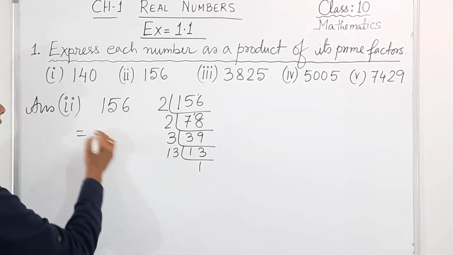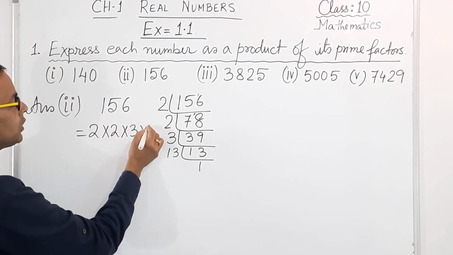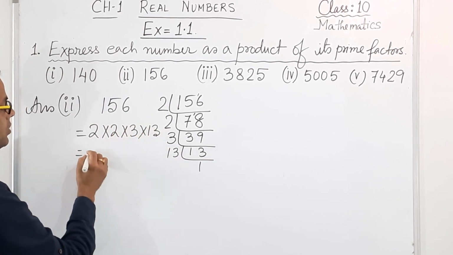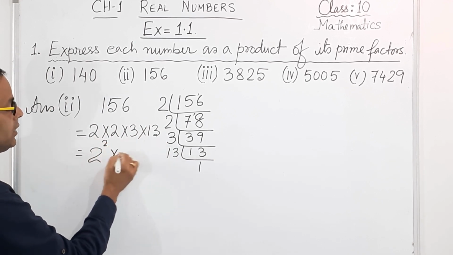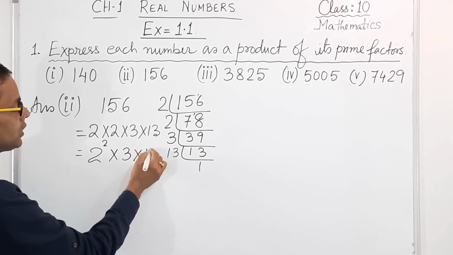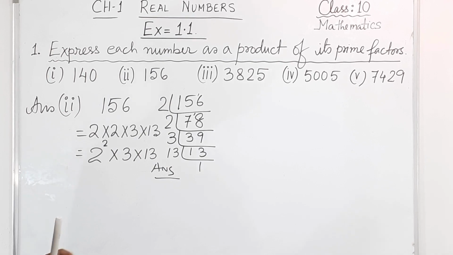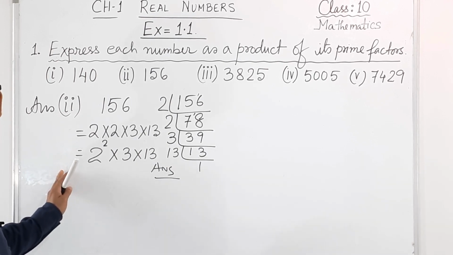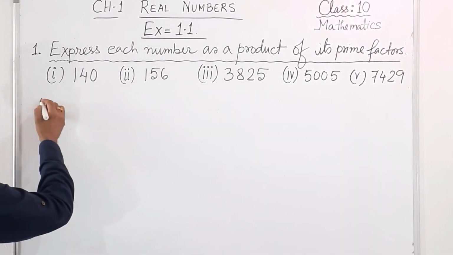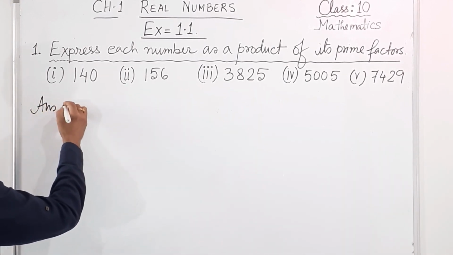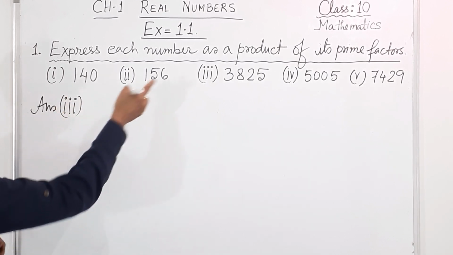Now we will write the factors: 2 into 2 into 3 into 13. So 2 times 2 is 2 square, into 3 into 13, and this is the answer. I think you have understood this sum. Now we will move on to the next sum, Roman 3. Answer Roman 3. So what is it telling?